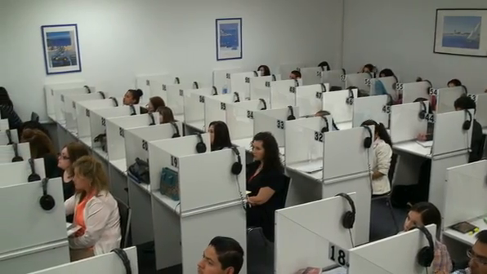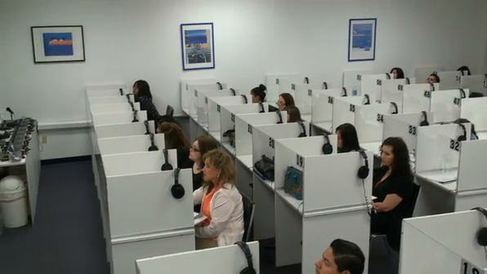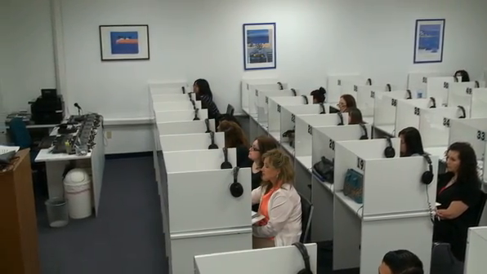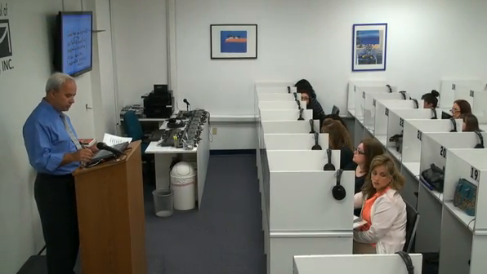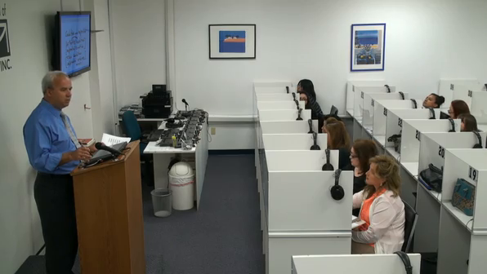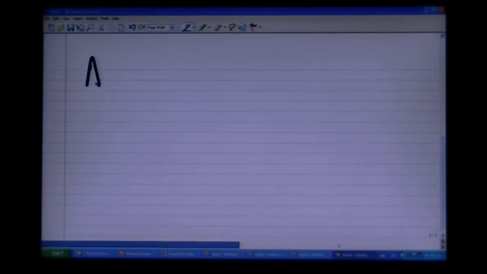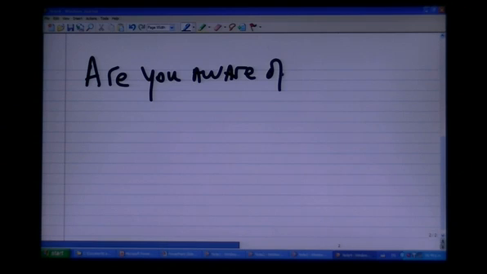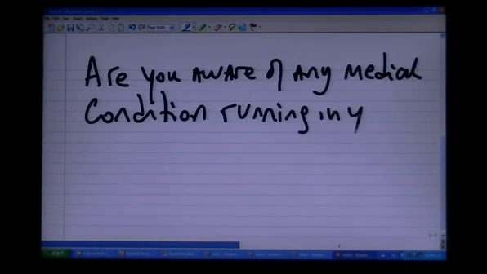Now, there's one line that you will hear a lot, doctors ask a lot to different patients, and it's a question that we want to discuss that uses the word conditions. So I'm going to move on to the next page. Is that okay with you here? I would assume it's okay with everybody else then. Usually they say, are you aware of any medical condition running in your family.